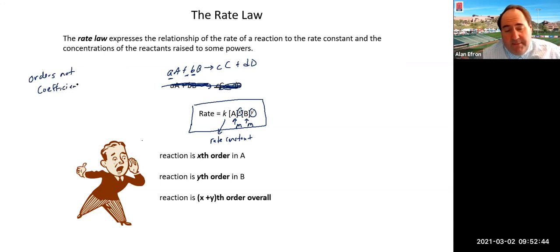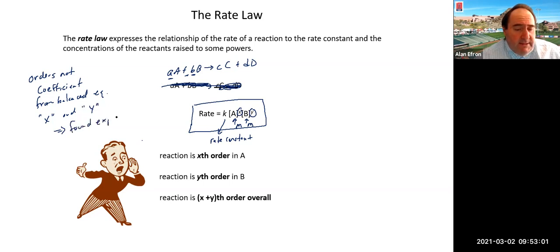They may end up being the same number, but they're not the coefficients from the balanced equation. So like X and Y, they're actually found experimentally. What that means is typically in these types of problems, you'll be given some experimental information, and you need to use that information to figure out the orders of each of those things. You could also add up those orders. So you could add up X and Y together, and that'll give you the overall order for a particular reaction.